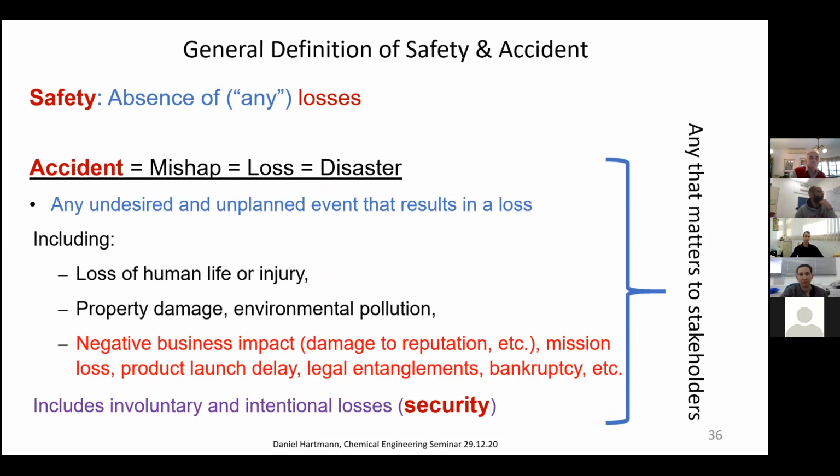So one stakeholder can say that if someone is dead, it's a loss, but also property damage, environmental pollution, negative business impact, damage to reputation, mission loss, product launch delay, legal entanglement, bankruptcy, and so on. And as I said before, it also includes involuntary and intentional losses, security.